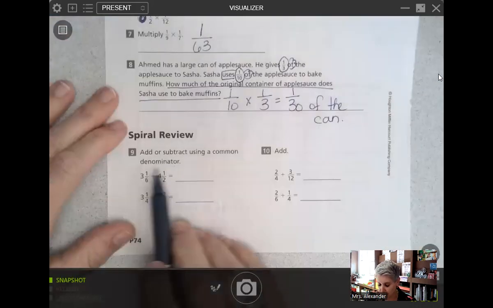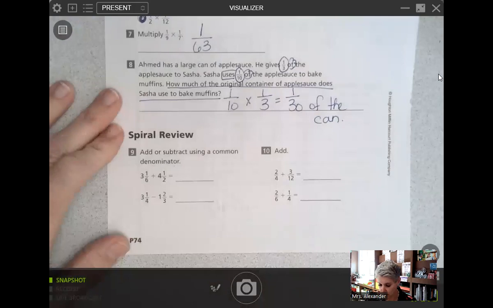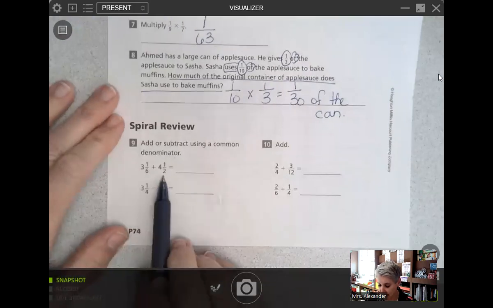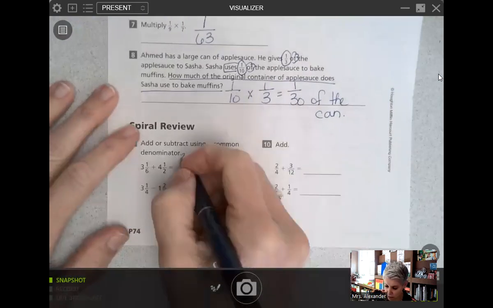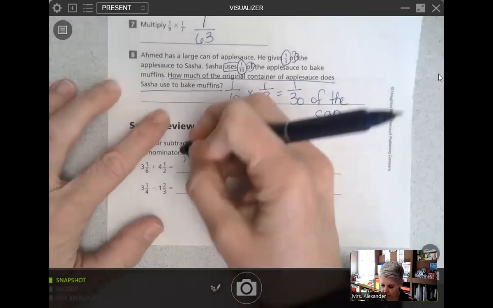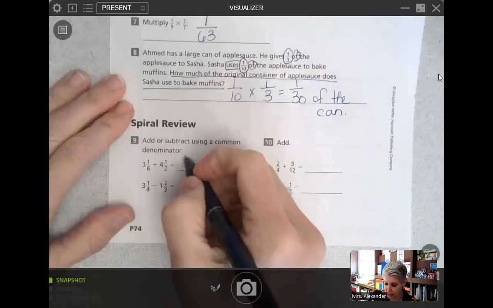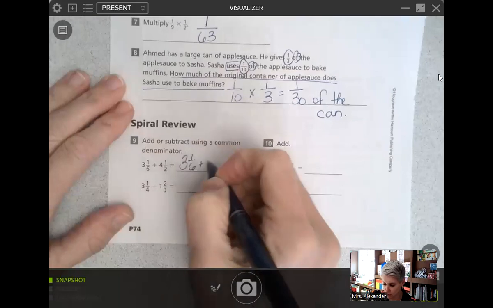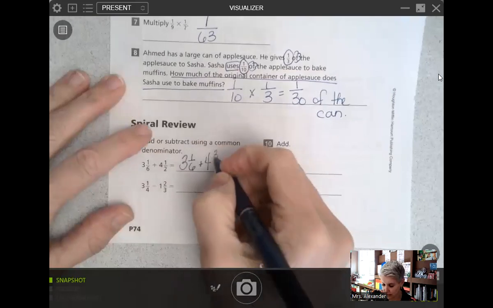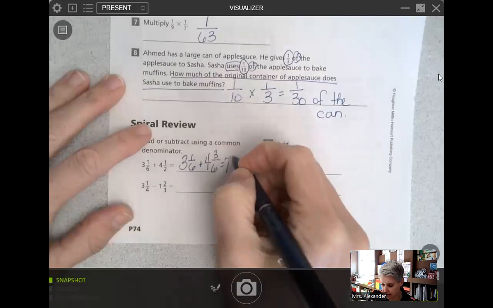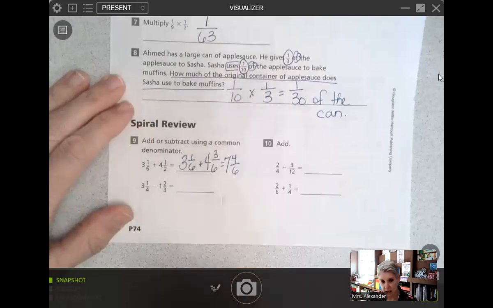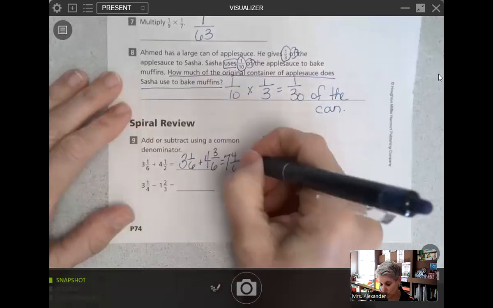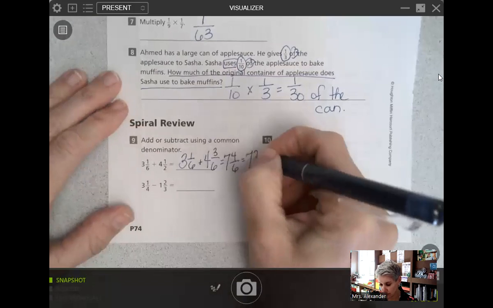Add or subtract using a common denominator. I have sixths and I have halves. So I'm going to do 3 1/6 plus 4 3/6 equals 7 4/6. If you simplify that, it would be 7 2/3.